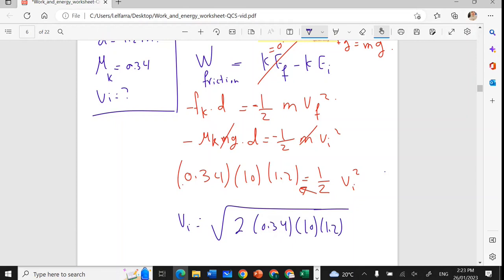Okay, so let's do this on the calculator. I have 2 times 0.34 times 10 times 1.2. So V initial is around 2.8 meter per second.